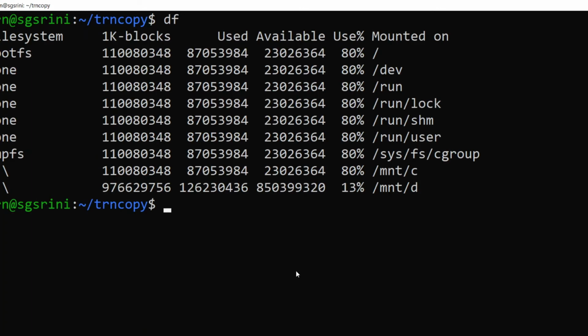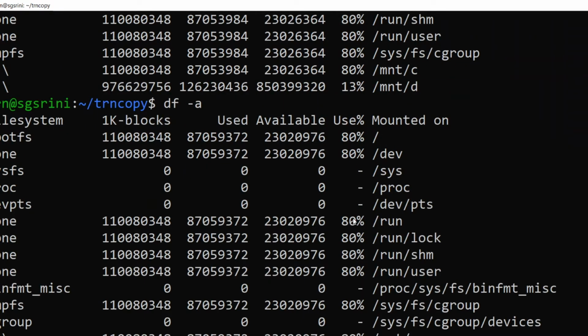df without any option displays all the details related to all the mounted file systems. For example, number of bytes used, number of blocks available, the use percentage, and also where the file system is mounted. Suppose if it is df -a, it displays all the information, that is, all the mount points related to all the mounted file systems.